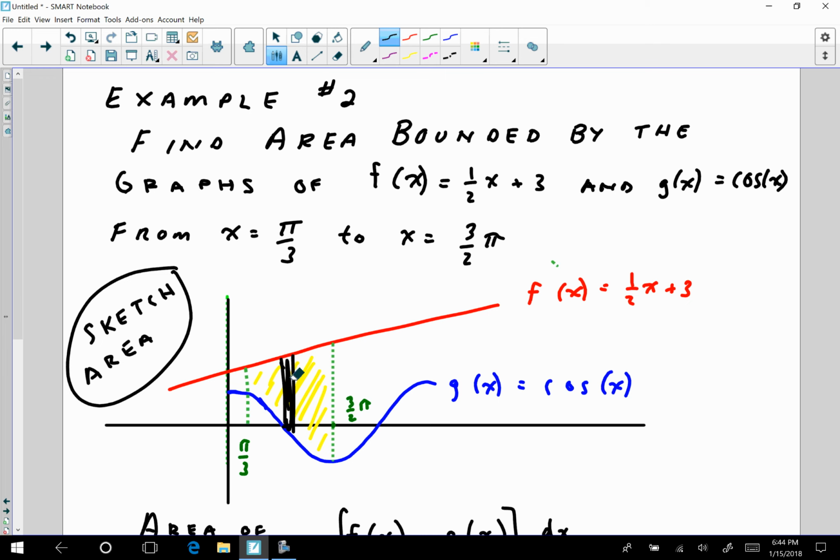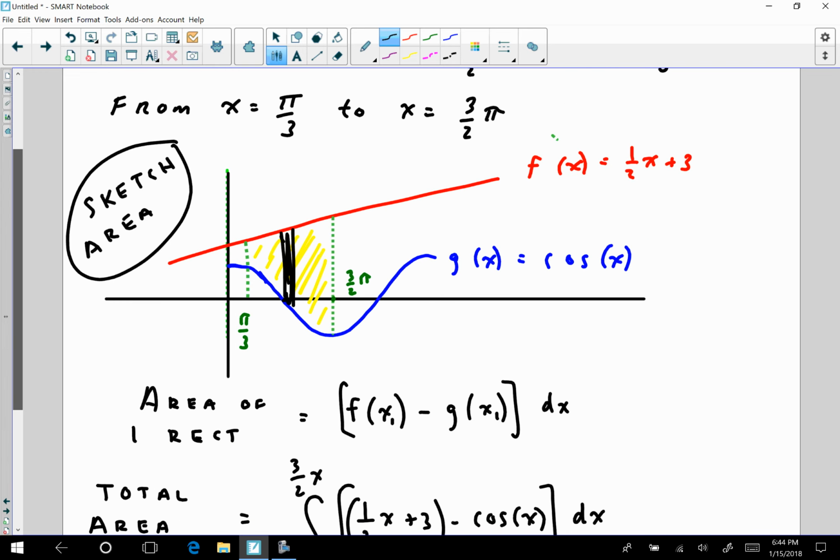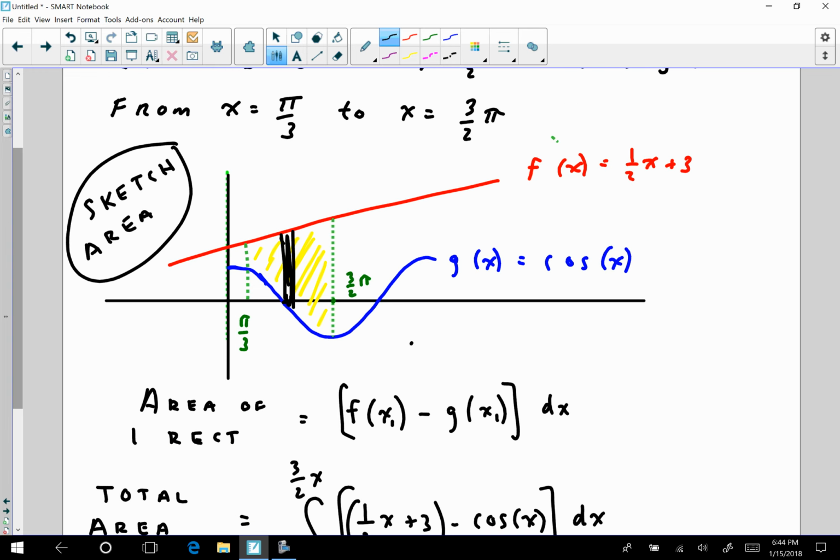And what is the height of this rectangle? Yes, indeed, the height of this one rectangle is going to be f of x sub 1 minus g of x sub 1, times the base of that rectangle, which is dx. So that's the area of one rectangle right here. Keep in mind, I want to find the area of how many rectangles? You guessed it. Of infinitely many rectangles.